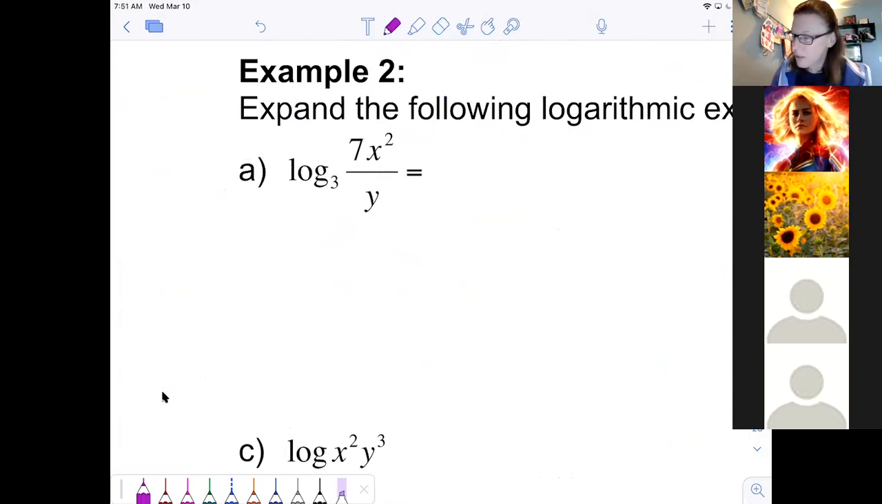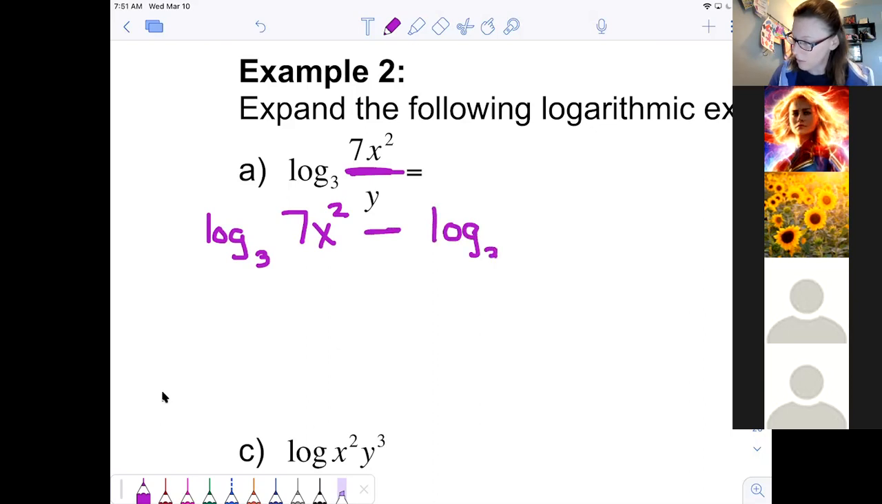The first thing, notice that it's division. So I have something on top divided by the y on the bottom. Division means the property should be expanded into subtraction. So we have the log base 3 of 7x squared. The division symbol, think of that as changing to subtraction when we have properties of logs. And then log base 3 of y. So the numerator becomes 1 log, the denominator becomes another log.